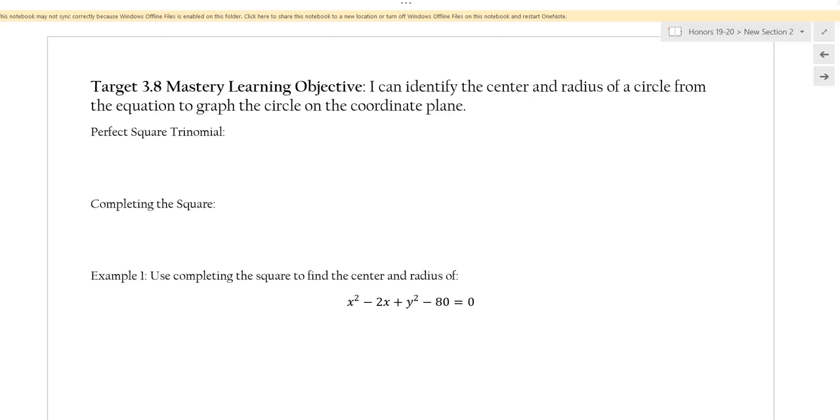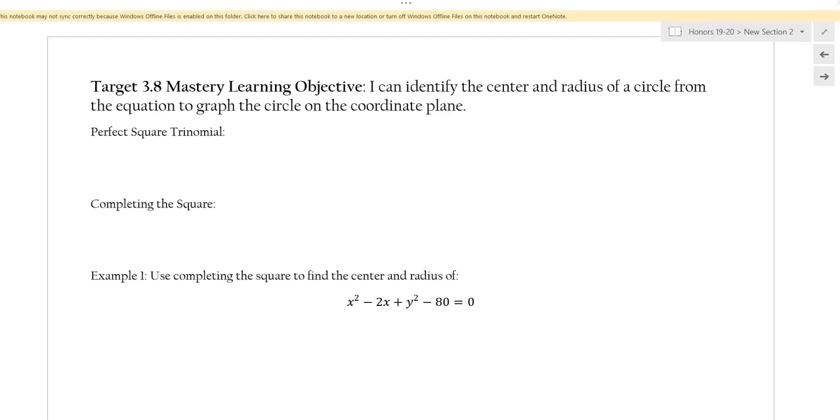the standard form, or what we call the center radius form. Now we're going to look at what we call the general form. In order to do that, we aren't given that center and radius form, so we have to put it in center and radius form so we can pull out the center and the radius.